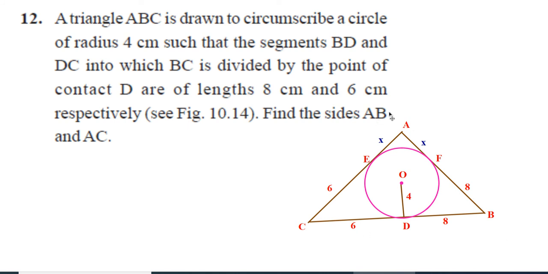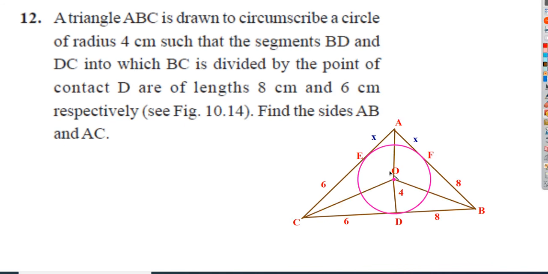If three sides are known, to find out the area of a triangle use Heron's formula, that is square root of S into S minus A into S minus B into S minus C, that you studied in class 9. So in that way, find out the area of triangle ABC by Heron's formula. You will get an equation in X.